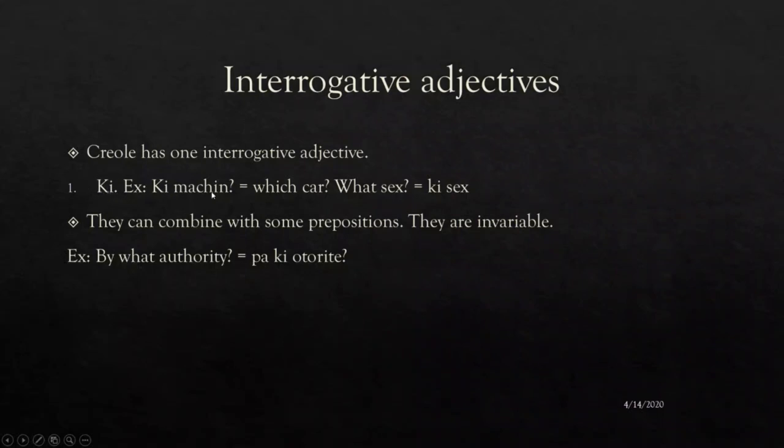Creole has one interrogative adjective, which is key. Example, key machine, which car? Remember, key is which, but it can also be what. It depends on the meaning of what you wanna say and how you wanna express it. You see, key machine, you would say which car, but it's the same word key. So we have key sex, what sex. It's like to find out if it's female or male. Well, people would say which sex.